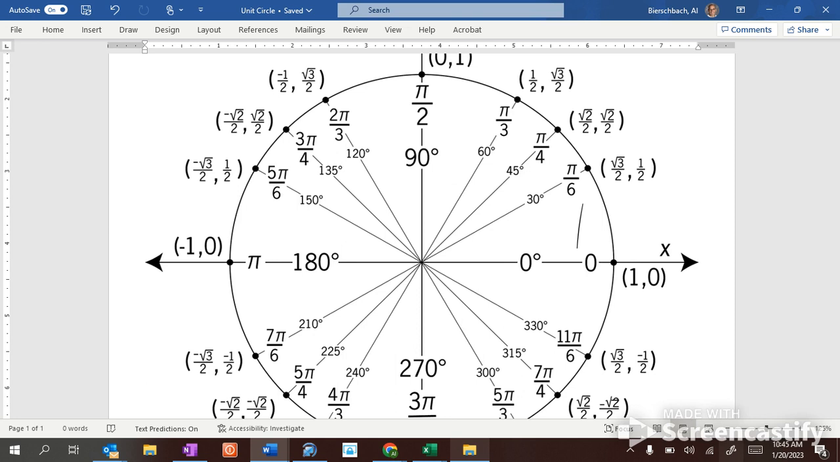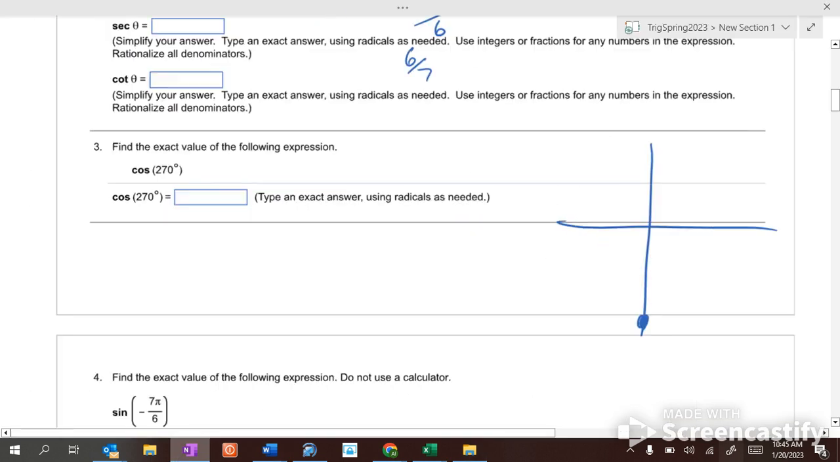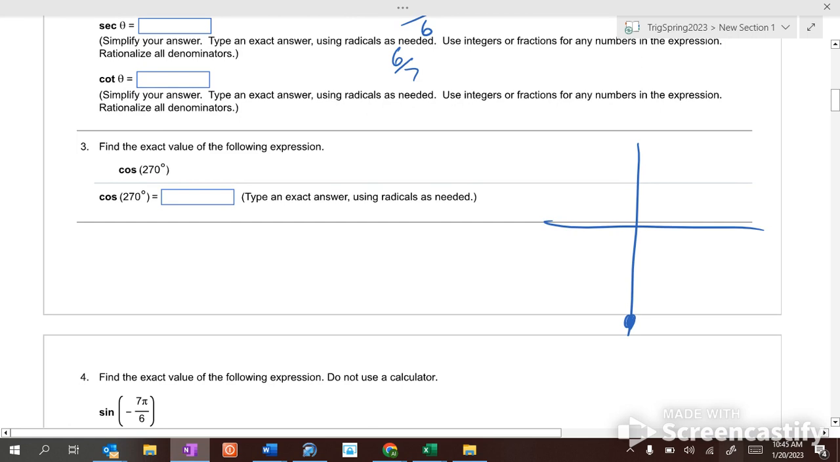Now, going back to OneNote, cosine of 270 degrees. Well, cosine is going to be your x, as I just explained. What is your x at 270 degrees? 0. That's the cosine of 270 degrees. Easy peasy, lemon squeezy.